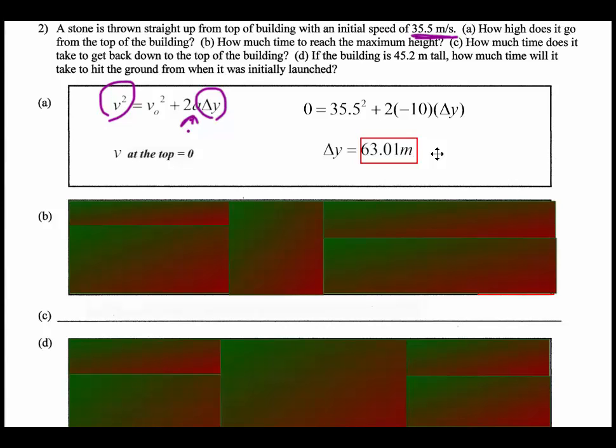that the change in position was 63.01 meters high. So it changed position in a positive direction. It got higher and not lower. Part B, how much time to reach the maximum height?